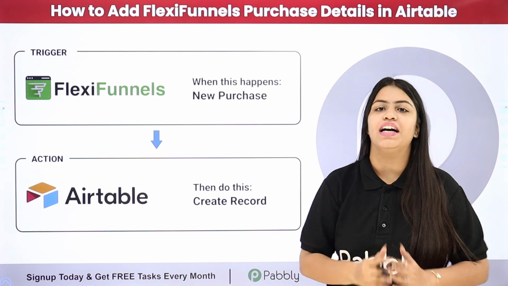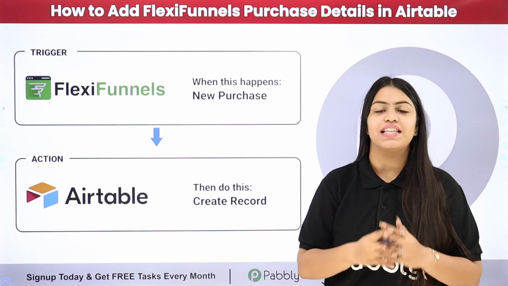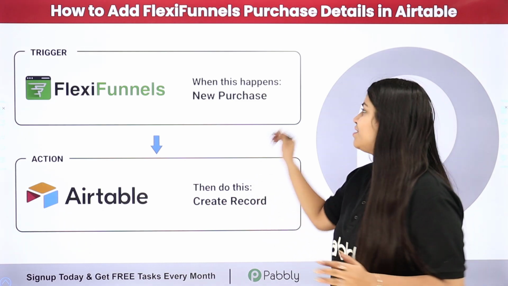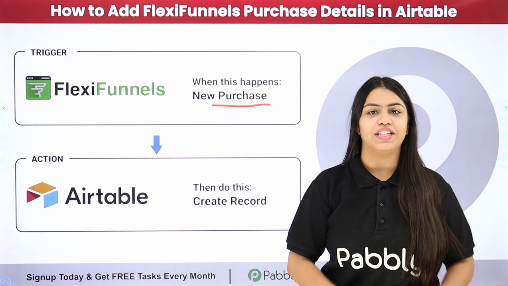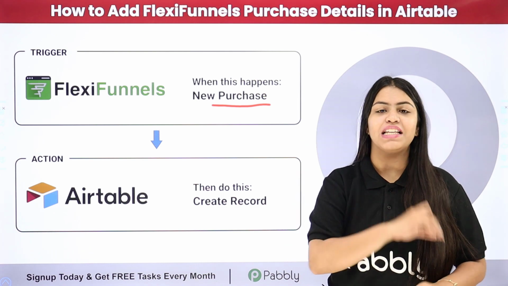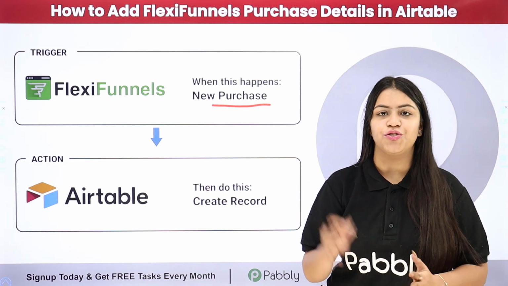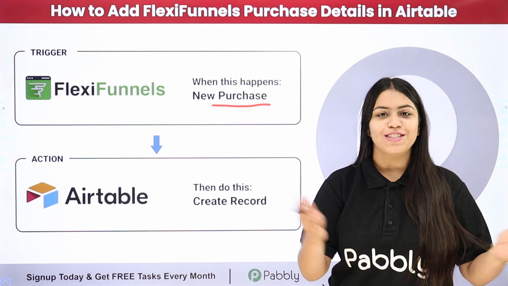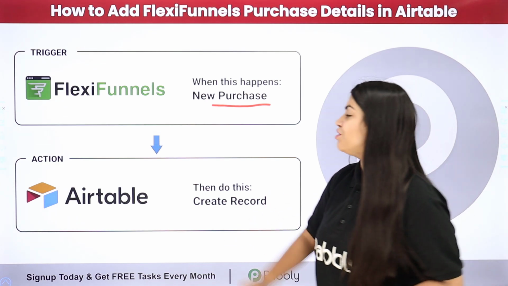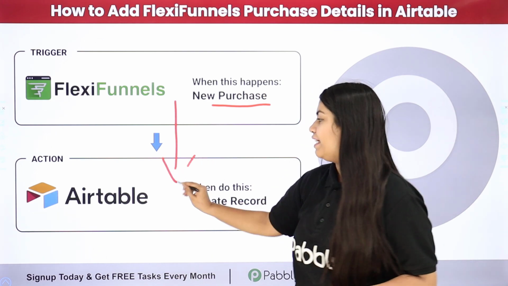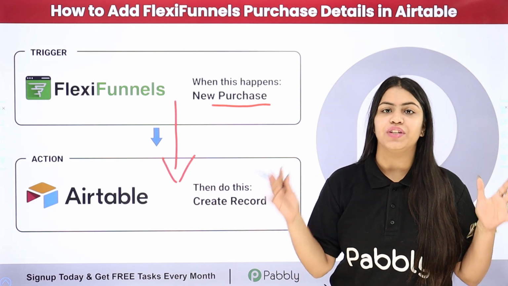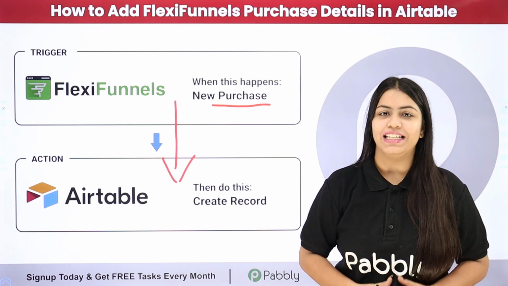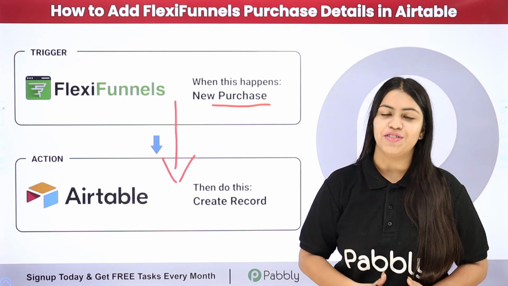So over here I'm running an edutech company and we use FlexiFunnels to sell our courses online. So now what I want is that as soon as someone purchases my course with the help of FlexiFunnels, automatically the details of the same purchase should be added into my Airtable without any manual efforts. So to do this, we are going to create a connection between FlexiFunnels and Airtable. To create this connection without knowing any programming or coding language, we are going to use Pabbly Connect. It is an amazing automation software.